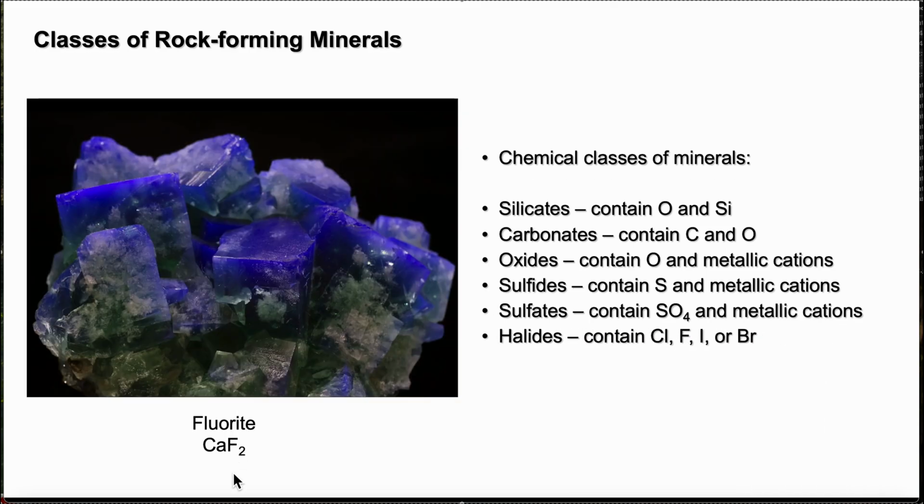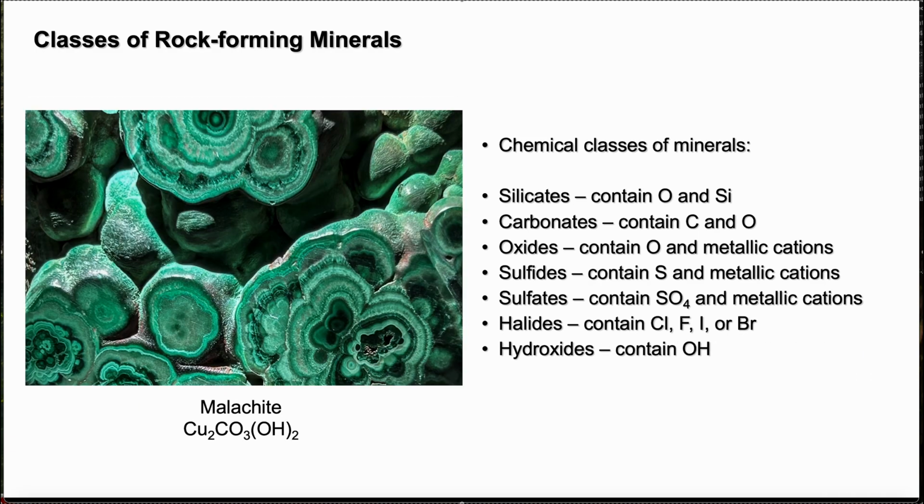Halides contain chloride, fluoride, iodine, and bromine. In this case, our example is fluorite, calcium fluoride. Hydroxides contain the hydroxyl radical. The example here is the very colorful copper ore, malachite. It is a Cu2CO3(OH)2. So in this case, the hydroxyl radical is located here, and this makes it a hydrous or hydroxyl carbonate of copper.